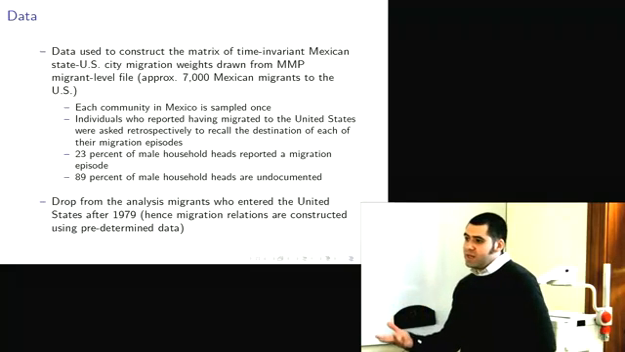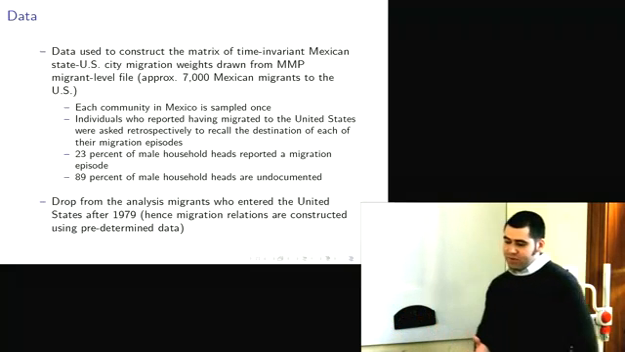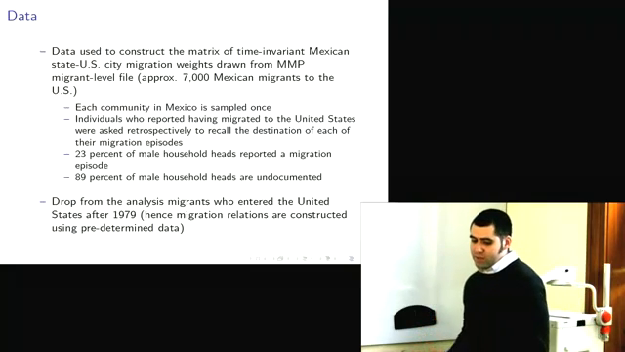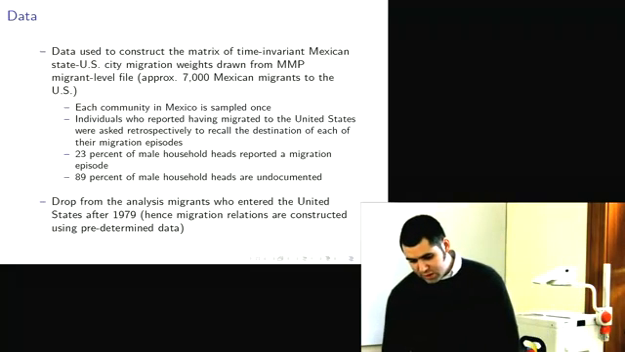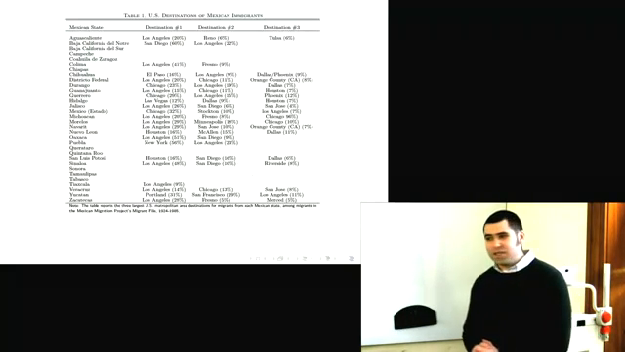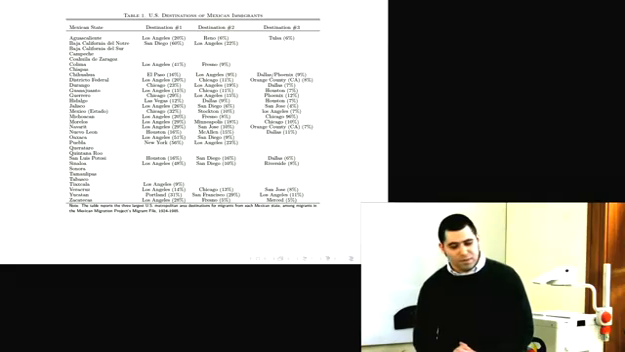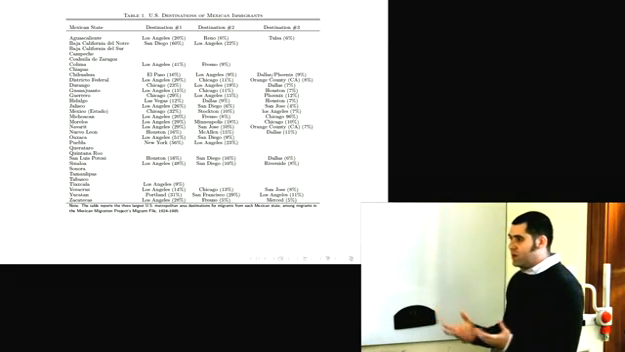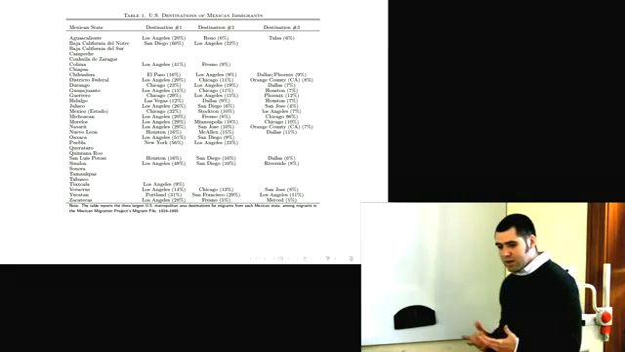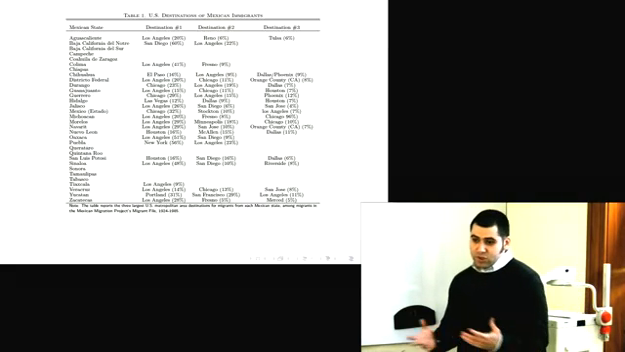So we're going to drop from the analysis anyone who migrated after 1979. The reason we do this is because we want these weights to be strictly predetermined with respect to our analysis, which begins in 1980. And here what I want to do, and I hope you guys can see this, especially in the back, is open up this matrix P that I keep talking about and give you a sense that P is sensible.